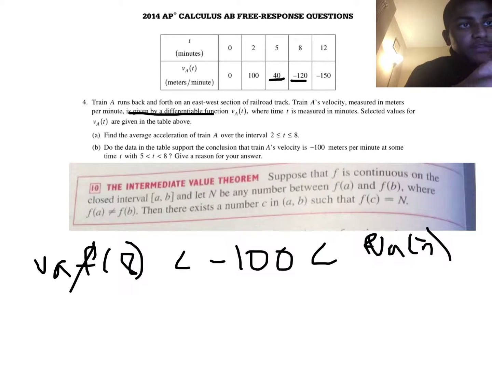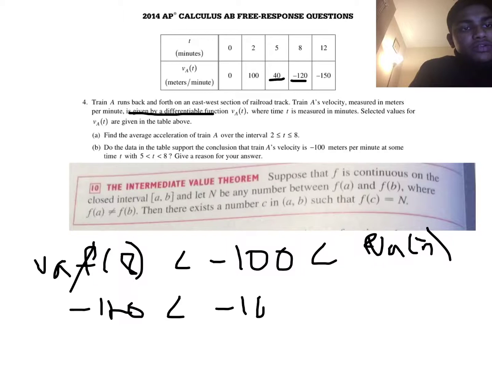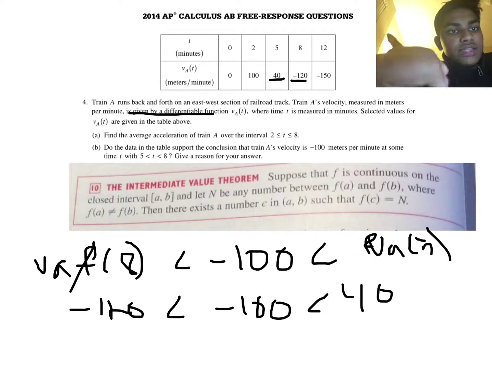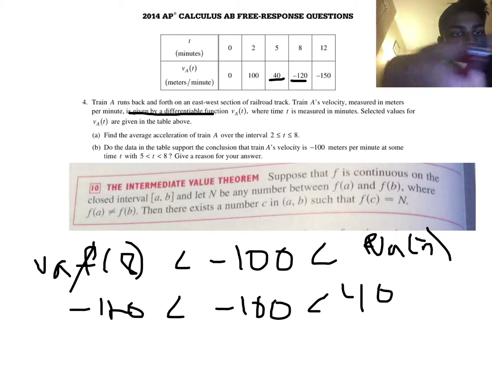Sorry if I've been saying f of x the whole time, but f of x is equal to VA of t, if that wasn't clear to you. So we have negative 120 less than negative 100 less than 40. So the answer to the second part of the problem is to state in a sentence: by the IVT, there is a time t within 5 to 8 such that VA of t is equal to negative 100. You must state it like that in the conclusion.